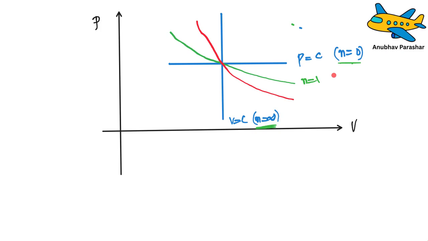And what is n is equal to 1? That is temperature is equal to constant, isothermal process. And then will come n is equal to gamma, because the value of gamma, we have already seen, is greater than 1. That is why this is going to be n is equal to gamma, the adiabatic process. So if you come this way, it is going to be this side. This is how the graphs are going to look like.